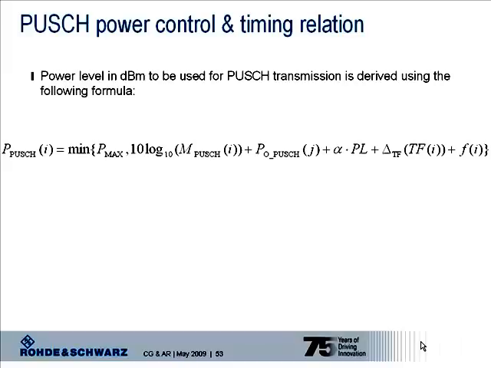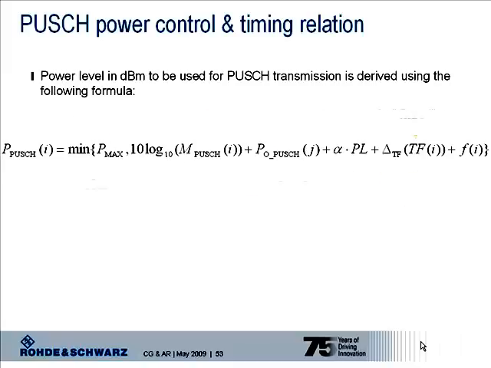As can be seen, the power level depends on various parameters, starting with the maximum allowed power, which depends on the power class. There is just one power class defined in LTE, defining plus 23 dBm as maximum power, which corresponds to power class 3 in wideband CDMA.